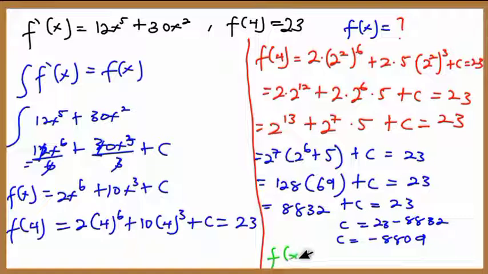So now our f of x equals 2x to the power 6 plus 10x to the power 3 minus 8809. So this is our final answer for f of x.